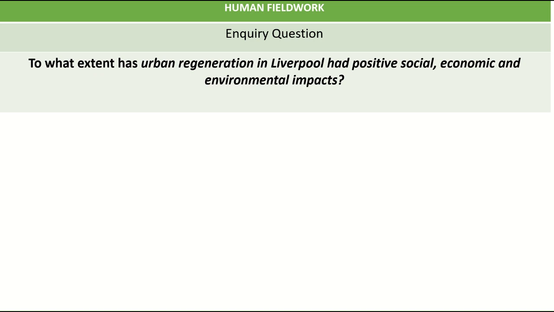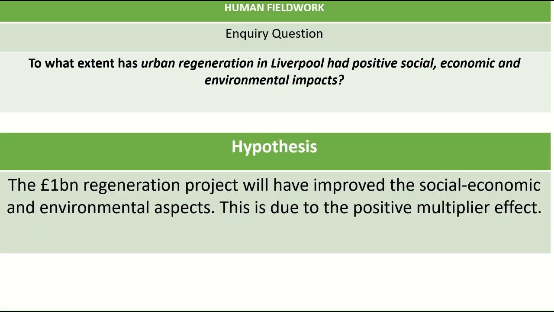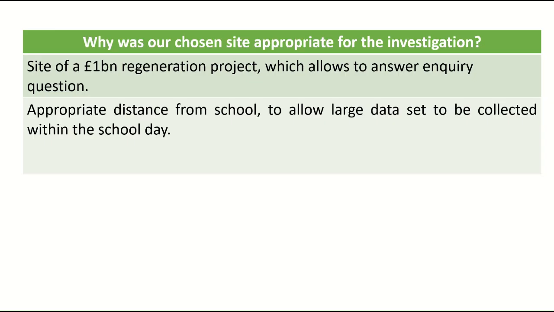Now, this is when in the afternoon we then went to Liverpool and we said, to what extent has urban regeneration in Liverpool had positive social, economic, and environmental impacts? Now, what underpins this is that we thought the £1 billion regeneration project will have improved the socio-economic and environmental aspects, and this is due to the positive multiplier effect. So we actually thought that the £1 billion Albert Dock Liverpool One project would improve the area, because of multiplier effects.